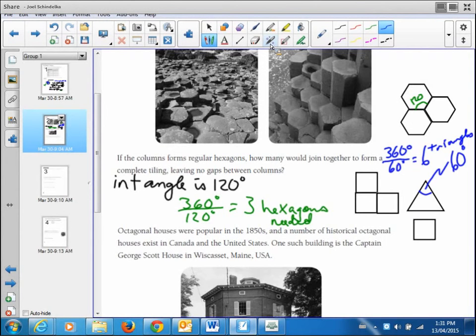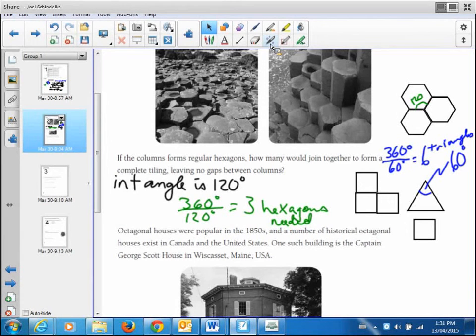A square, 90 degrees each angle, right? So then 90 goes into 360 4 times. If it doesn't go in evenly, then you can't actually do that. There'd be a gap in your pattern. You'd never be able to finish it off so that there's no space left in there.